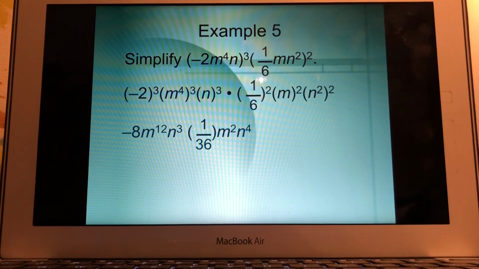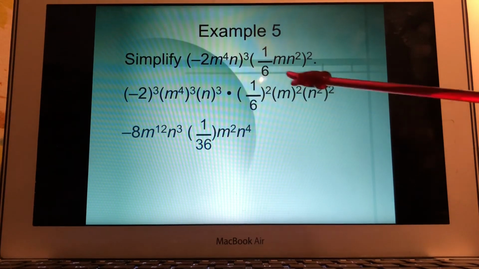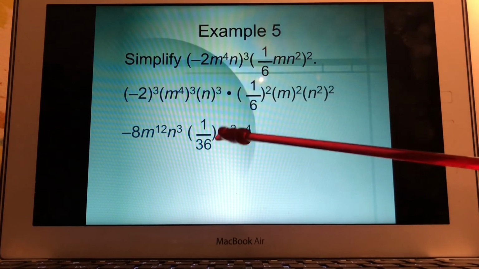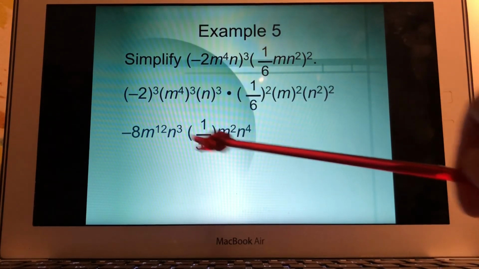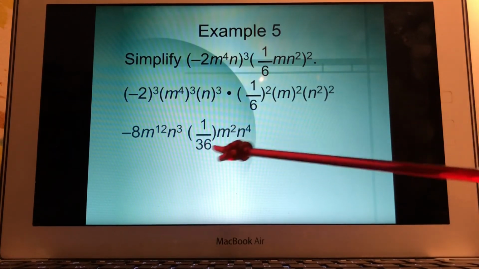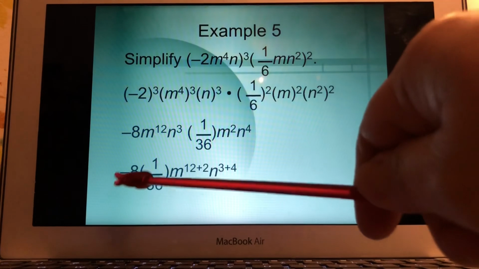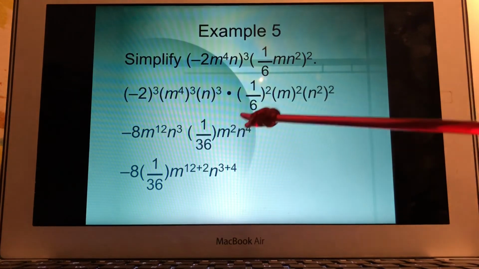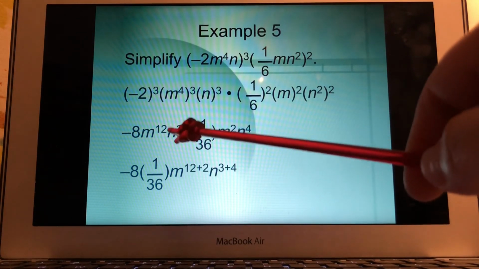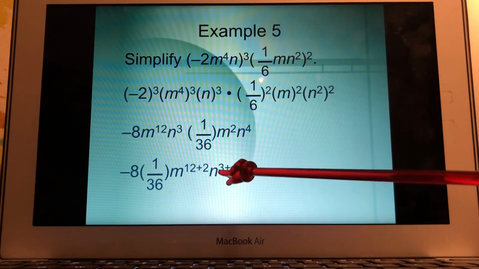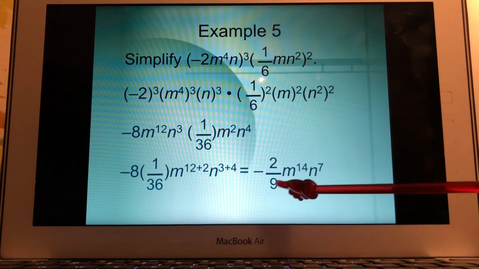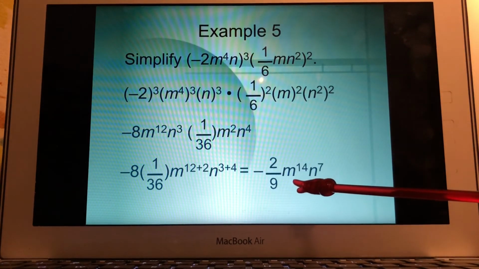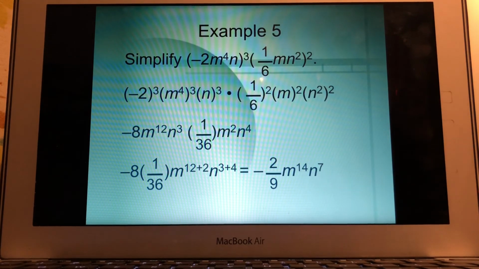1/6 squared is going to give me 1/36. Okay, and then I have m squared, and then this is n to the 4th power. But now I'm going to multiply even more because I have to simplify these products. So now I have -8 times 1/36. My m's, you have 12 and 2, so that's 12 plus 2. And then my n's are 3 and 4, so it's going to be 3 plus 4. So when I simplify this, I get -2/9, because this simplifies m to the 14th power, n to the 7th power.